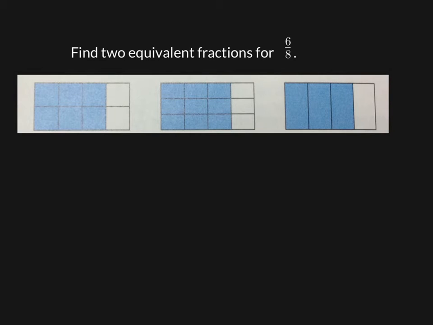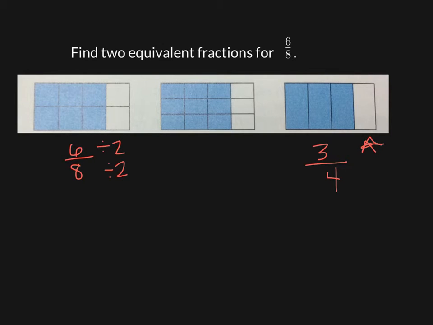So here it says find 2 equivalent fractions for 6/8. So this picture right here shows 6/8. Right now I think it's a little bit easier to go back over to the right hand side and say, okay, well, if I took my 6/8 and I know I can divide them both by 2, I would get 3/4. If I divide the numerator and the denominator by 2, I would get 3/4, which is shown in this part right here.